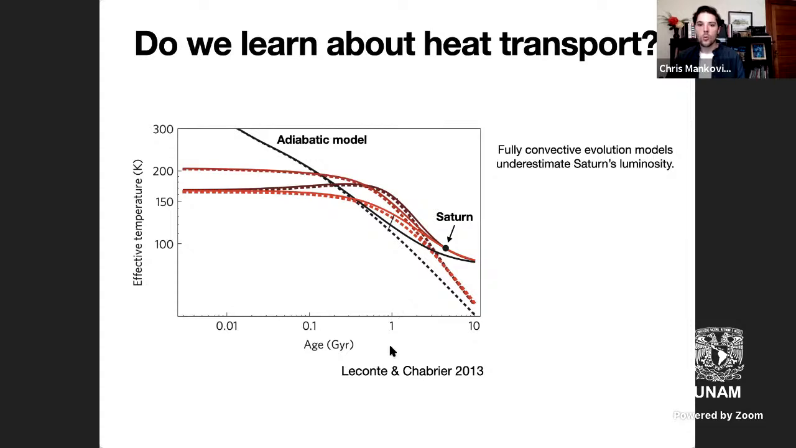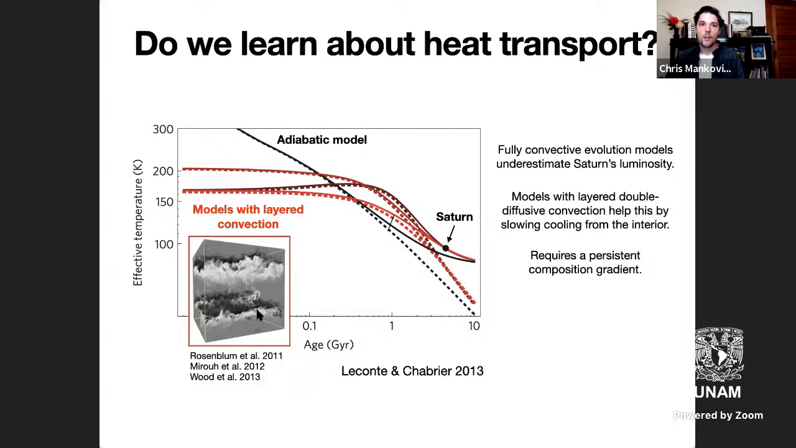And really cool work from LeConte and Chabrier showed that if the model were not fully convective, but had a fraction of its interior undergoing layered convection as a result of composition gradients, then you could actually find a large family of solutions that can explain Saturn's present-day luminosity. And these are just a natural result of composition gradients in principle, although the efficiency is not really well understood a priori.